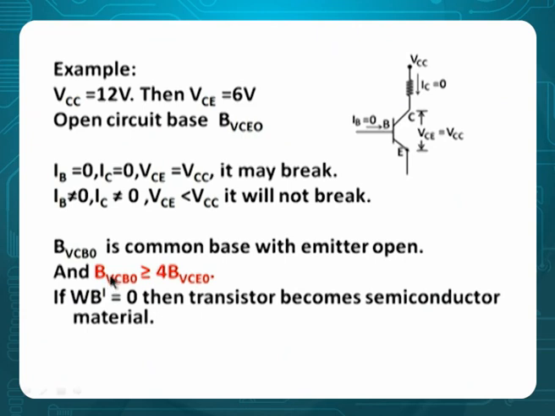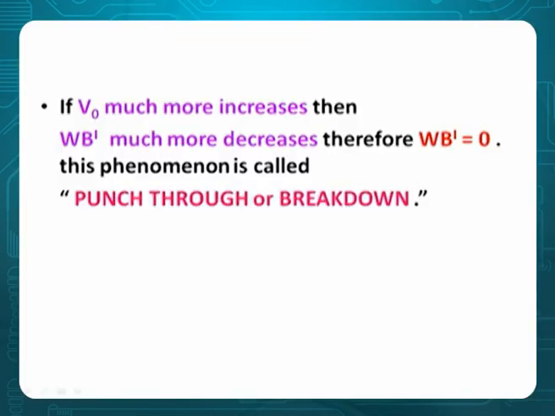But one observation we all know, even in the previous lecture I told you, BVCBO is greater than or equal to 4 times BVCEO. That means common base can bear something more than common emitter configuration. If V0 increases more and more, at one point the base width decreases and becomes 0. That is called punch through or breakdown.